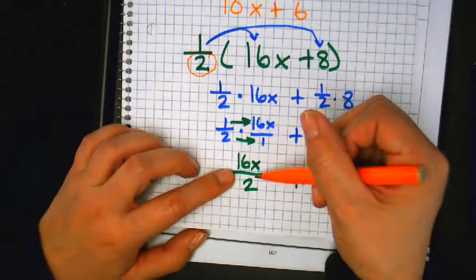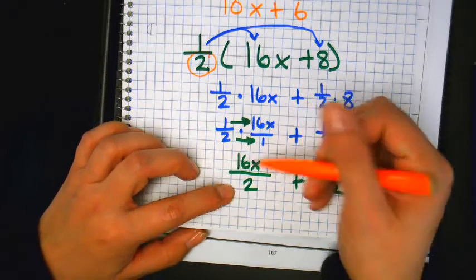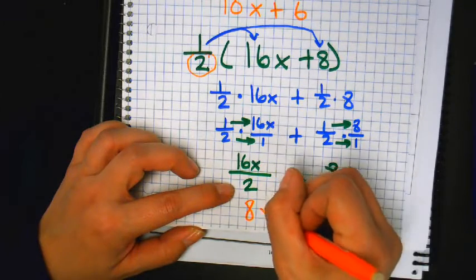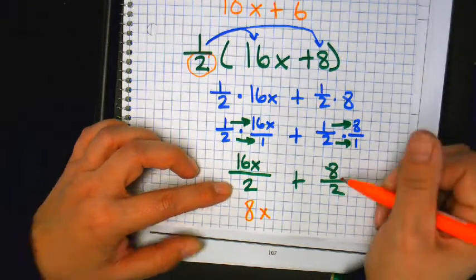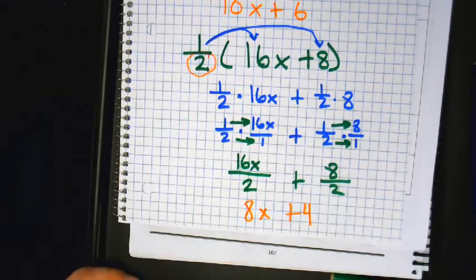All right, now let's divide. Daniel, what's 16 divided by 2? Wow, it's 8. I know, I heard you. X. What's 8 divided by 2? 4. Wow. This is why we write things down, kids.